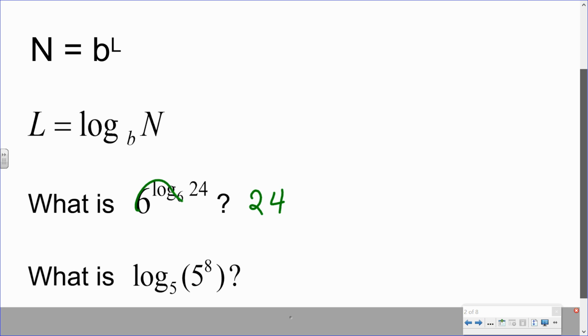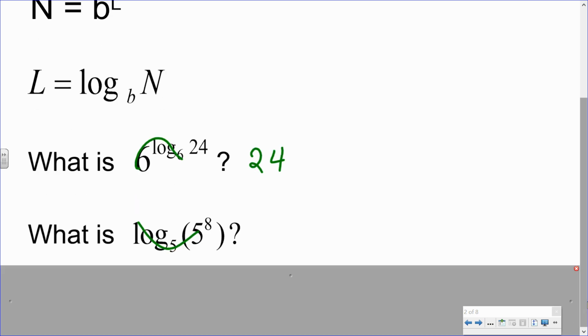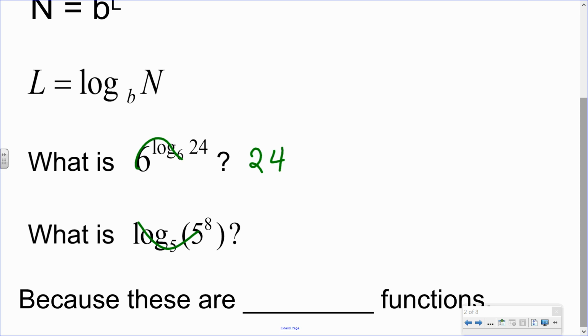What about log base 5 of 5 to the 8? If we write it the other way around, what happens there? Everybody shout out the answer. And why does that work? When I have a log and an exponential, they cancel out because they are what kind of functions? Whenever things undo each other, what do we call those? Abby? Because they are inverse functions.